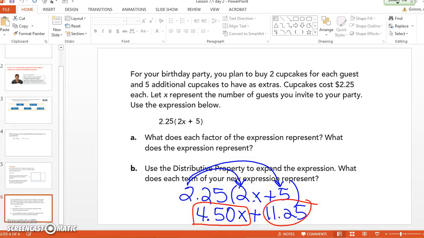This would be like, I have a budget. Your parents said you can only spend $50 total on your party. And you're like, wow, if I only have $50, I probably don't want to spend $11.25 on extra cupcakes. Or maybe I decide that $4.50 per person is a little too much. I don't want to spend that much, and I would cut it down. Or maybe it means I want to spend that much, but I might not be able to invite very many people. That's what that equation would help you decide. All right, very, very good. Okay, we are done.